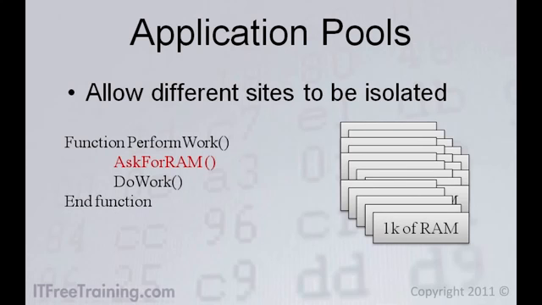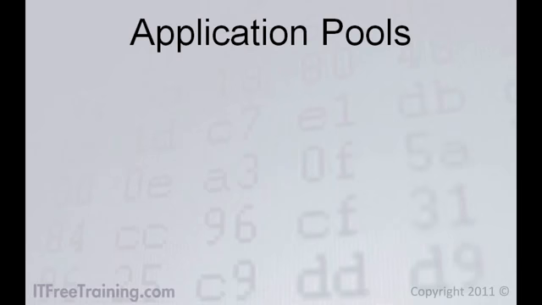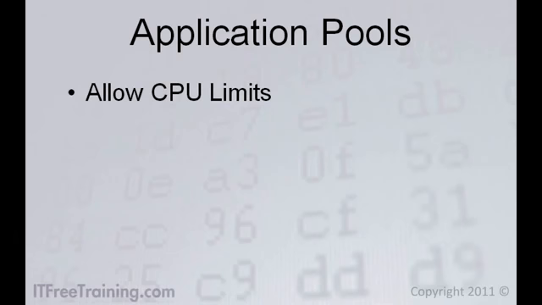If you need to stop or restart a particular part of ISS, you can do so without affecting other applications. Application pools allow you to set CPU limits. This prevents one application or website from using all the CPU. Next, you can set recycling options.